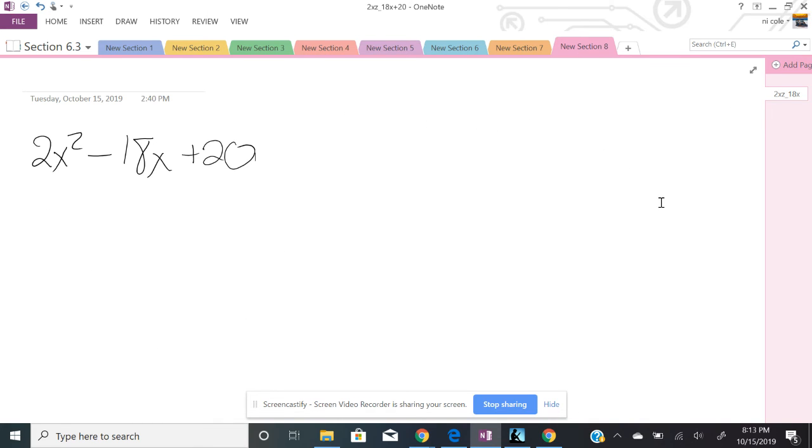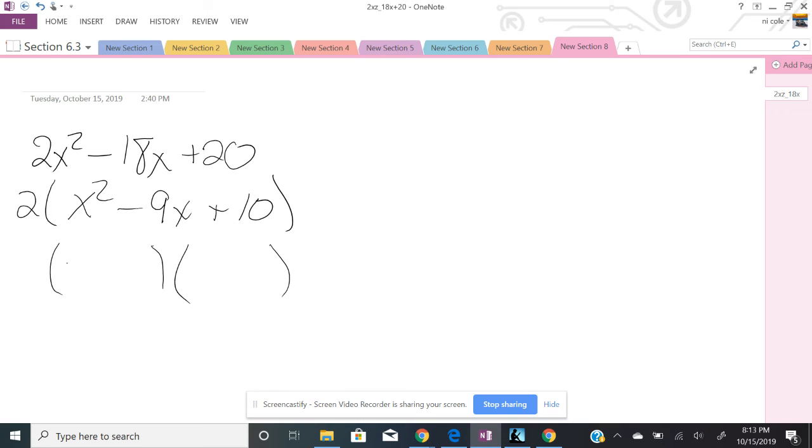All right, moving forward. All right, so am I in descending order? Yes. Do I have a greatest common factor? Ooh, yes. So then I've got 2 times x squared minus 9x plus 10. Okay. Now let's see if I can factor this. So I have an x and an x. Don't forget to bring that 2 down. My factors of 10 are 1 and 10, 2 and 5.